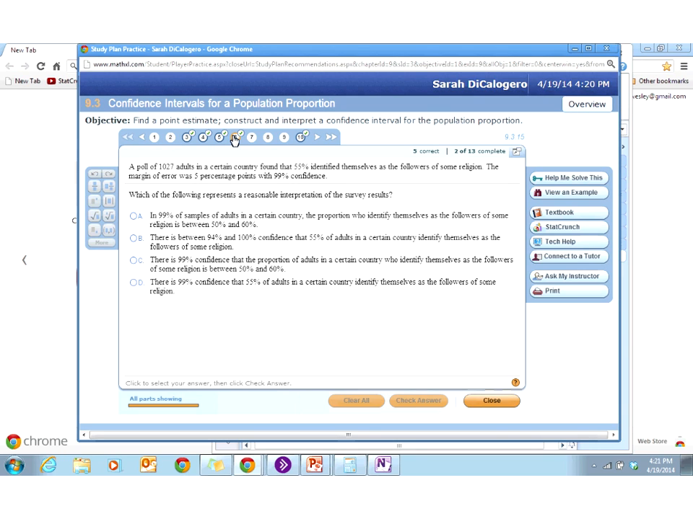Well, let's look at that question. So 55% would be the point estimate. And that margin of error is 5%. So we would say 5 percentage points, or 0.05 below, which would give us 50. And then we take that 55% and add 0.05, which is 60. So our confidence interval is we can say with a 99% level of confidence, the true proportion of people who identify themselves as the followers of some religion is between 50 and 60%.